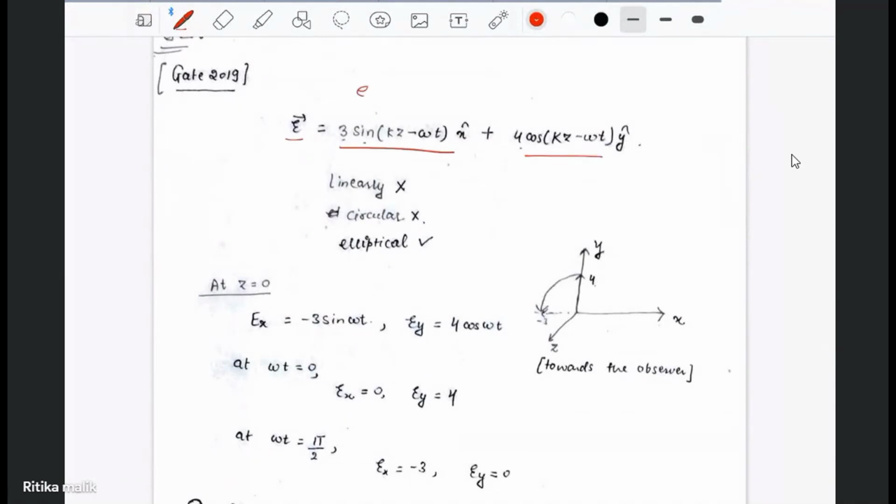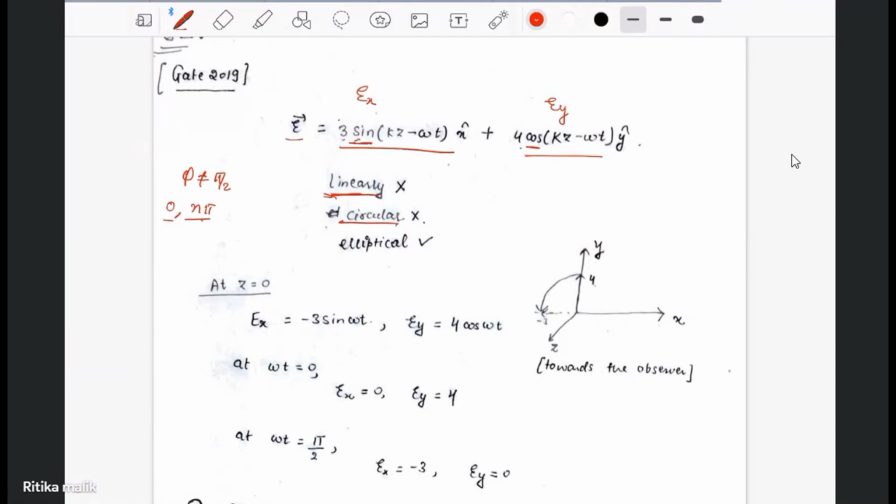Now you see the Ex and Ey component. They have a phase difference of pi by 2. One component is cosine and another is sine. So there will be no chance that it will be linearly polarized. For a linear polarization, the phase difference should not be an odd multiple of pi by 2. Either it will be 0 or a multiple of pi. So it is not a linear polarization because for the 0 and pi case, both components are cosine. So for linear polarization, both components have to be cosine.